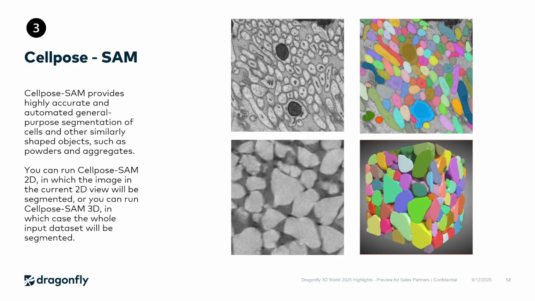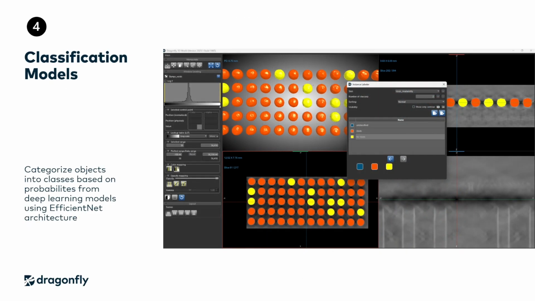Going further into segmentation, and especially for cell applications, we have also included the CellPose SAM in the 3D World 2025.1 release. CellPose SAM provides highly accurate and automated general-purpose segmentation of cells and other similarly shaped objects such as powders and aggregates. You can run it on a 2D slice without the need for any manual prompt. And you can also apply it to the whole model, in which case the entire input dataset will be segmented.